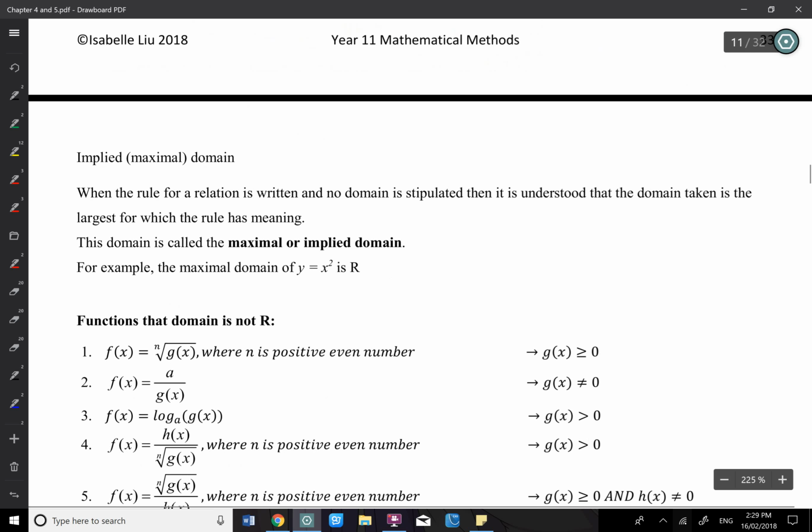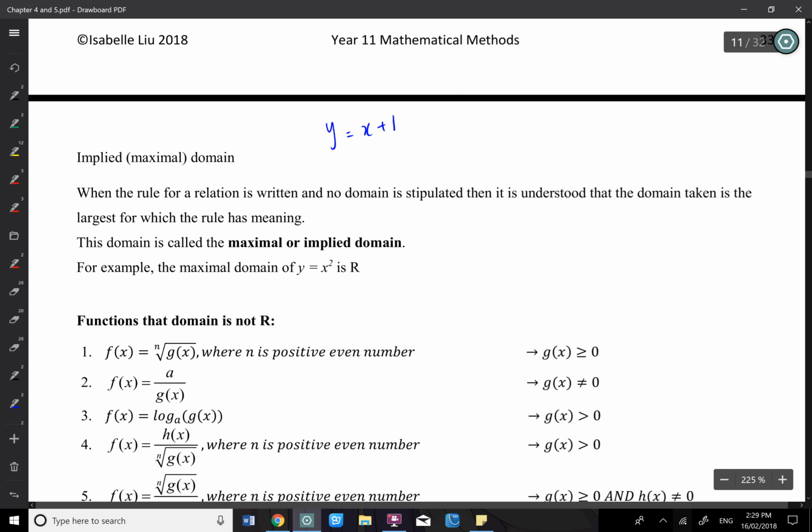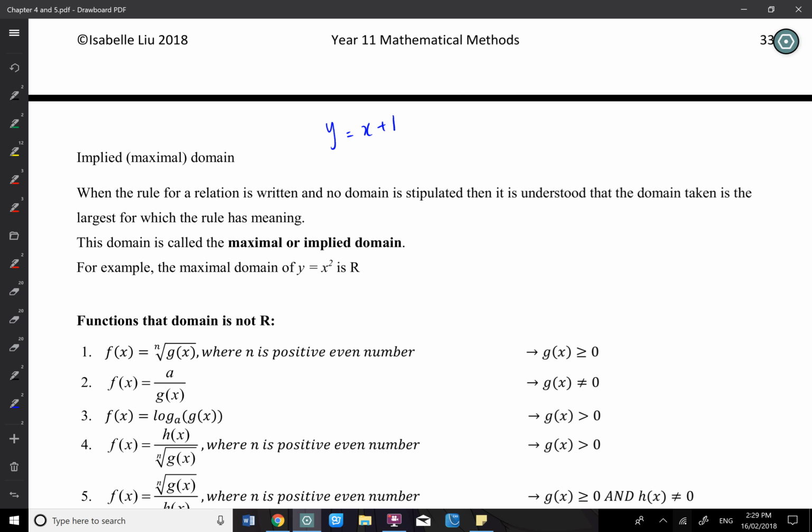So today we are going to talk about one thing called implied domain or maximum domain. What is an implied domain? For example, a linear: before, we just wrote y equals x plus 1. What domain do you assume in that case? All real numbers. That's what we did in year 9, year 10 when trying to sketch a linear. What we assume is that x can be any number. When it's not specified, we assume that it's just anything.